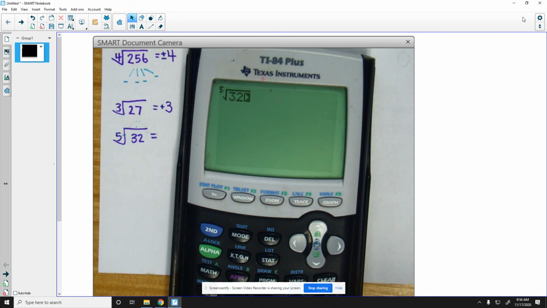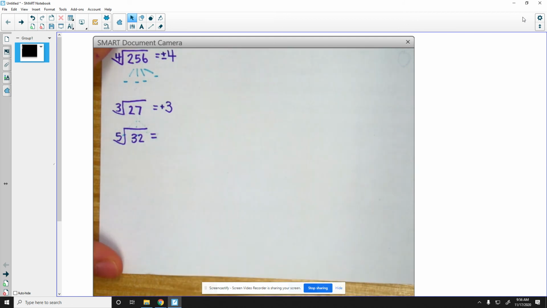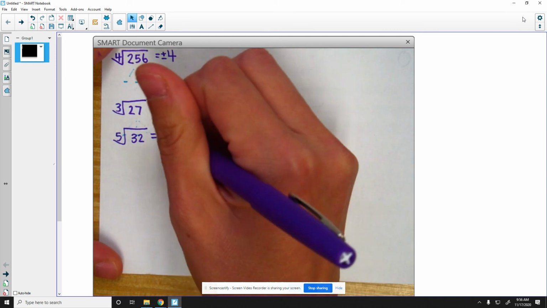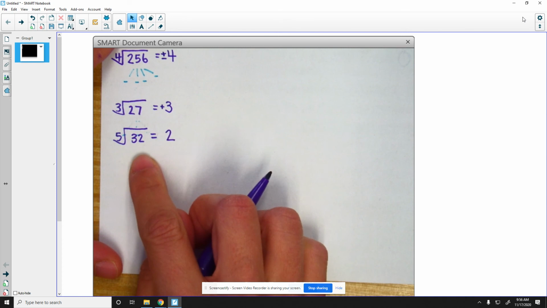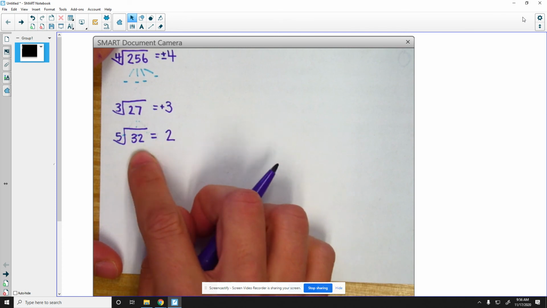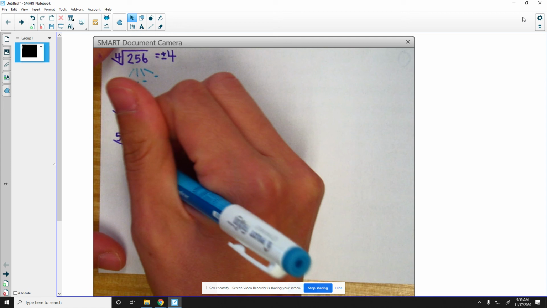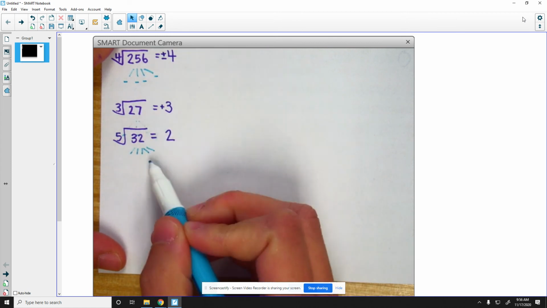That's the only way that you can type in these problems, okay? You can't have like a big 5 in front because that's a completely different problem. All right, can someone raise their hand if they got a number in their calculator? Cameron? Okay, so my answer is 2. Now I have to just decide 2 or plus or minus 2. So remember, you have 5 of them, so 5 2s equal 32.